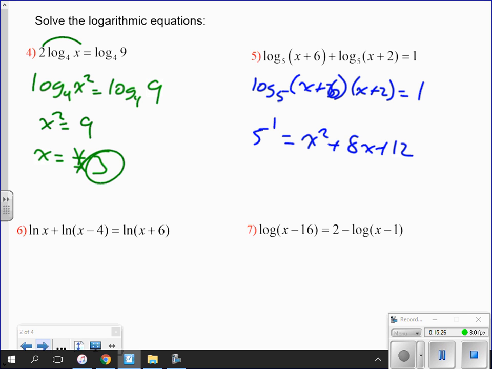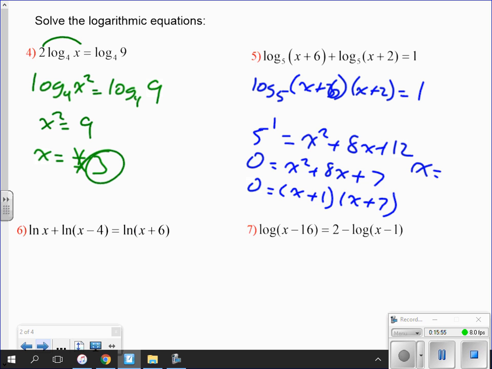Yeah. Okay. Well, what's my next step? Subtract the 5, set it equal to 0. 0 equals x squared plus 8x plus 7. So factoring it out, 0 equals x plus 1, x plus 7, which means that x equals -1 and x equals -7.